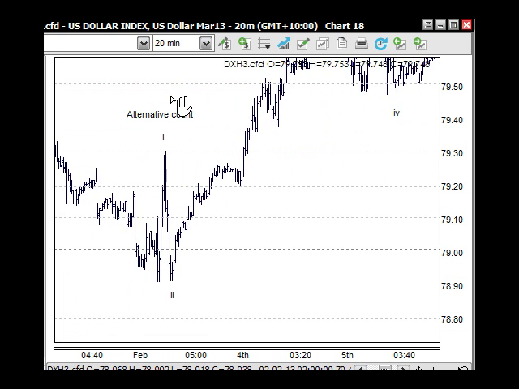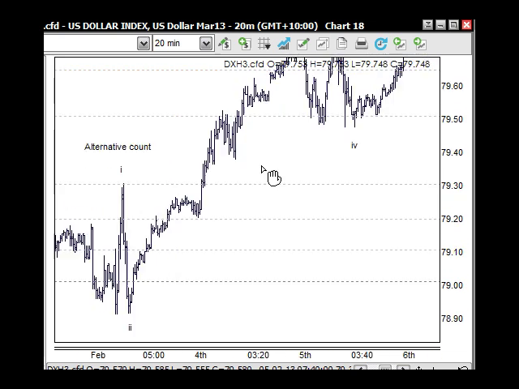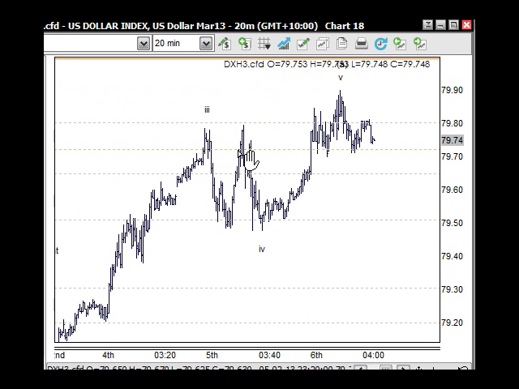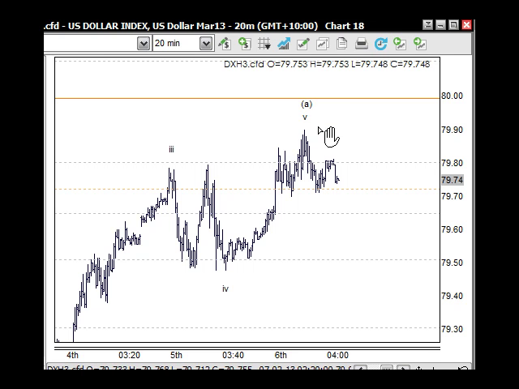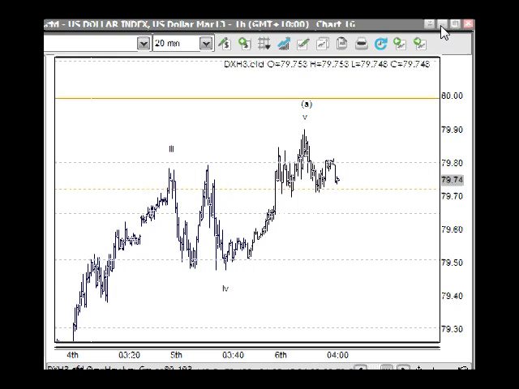So it's just an alternative count, but it does fit, and it needs to be acknowledged in terms of the 1 and the 2 here, because it didn't go below the previous low here. And then looking for wave 3 up to here, and ABC for the 4th. You can see a nice little 5-wave structure within here. So one way or another it can be counted, and we should see further downside from here, but it may be limited. Just pointing that out.